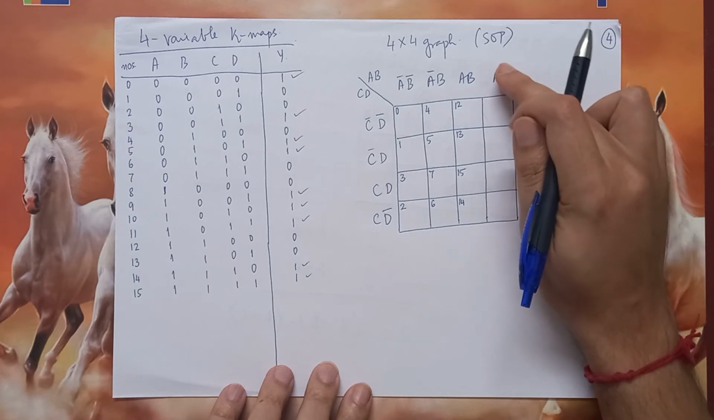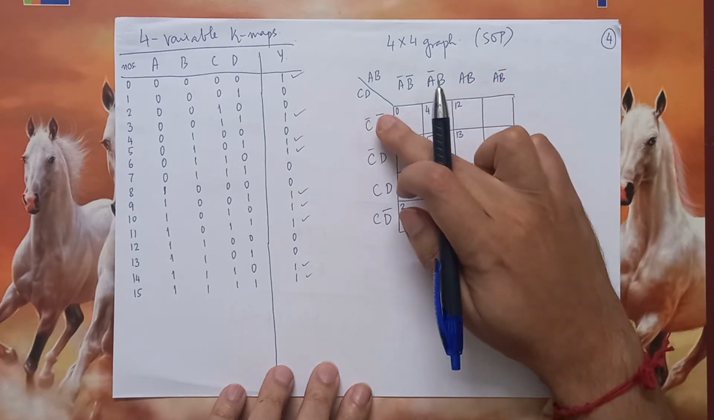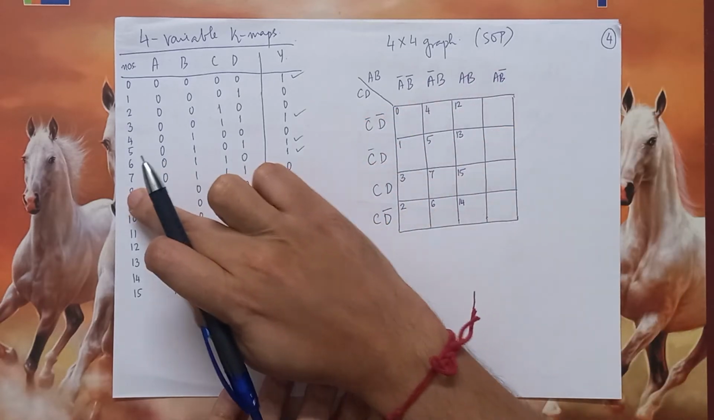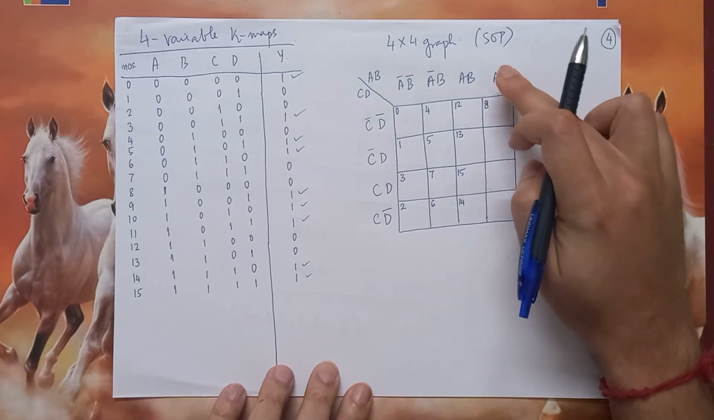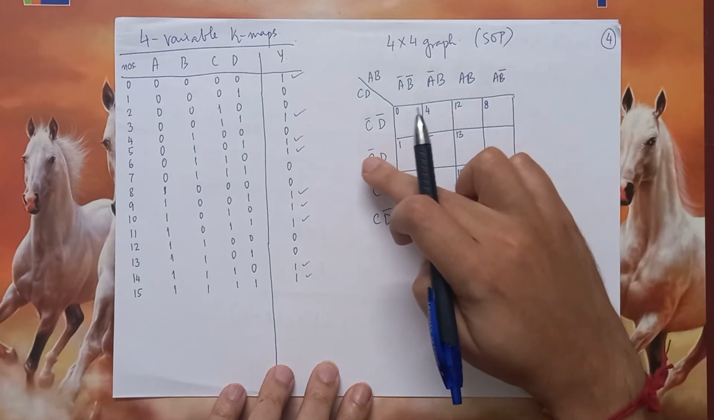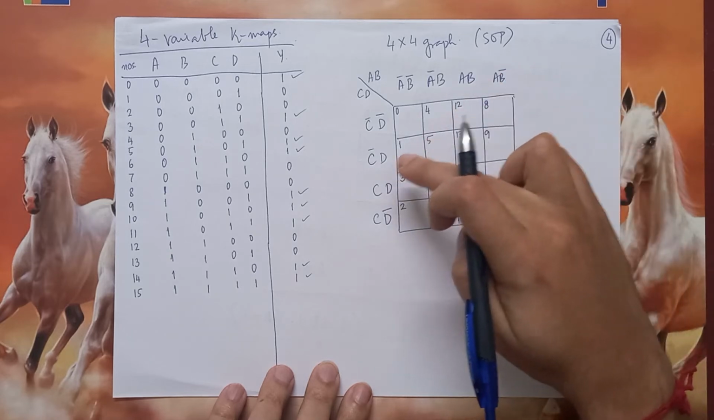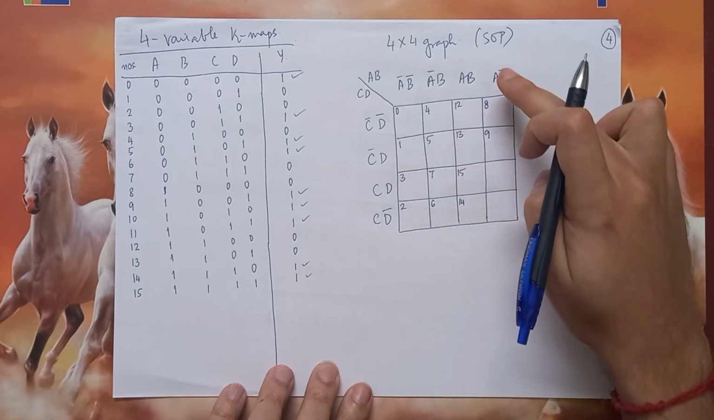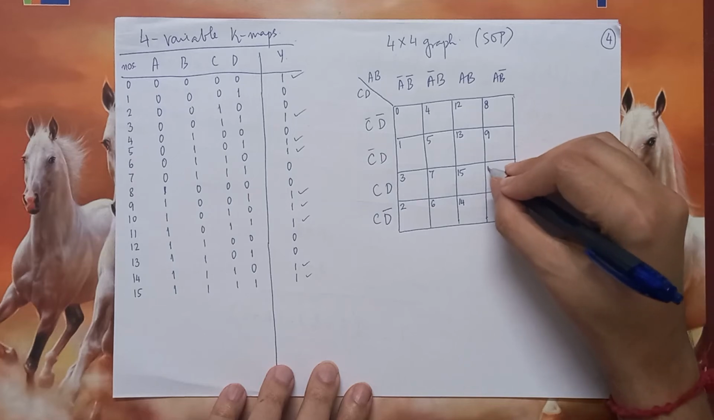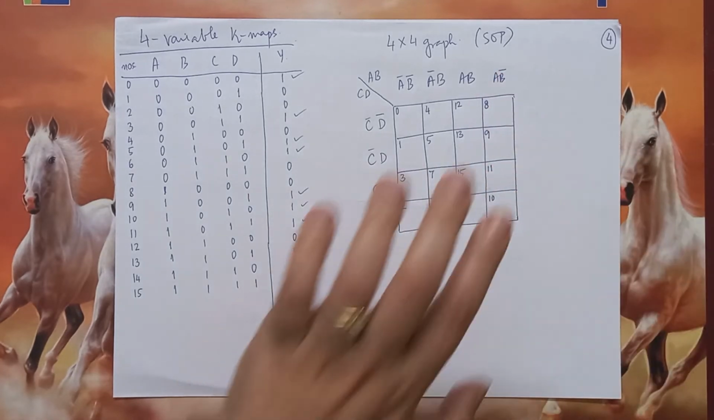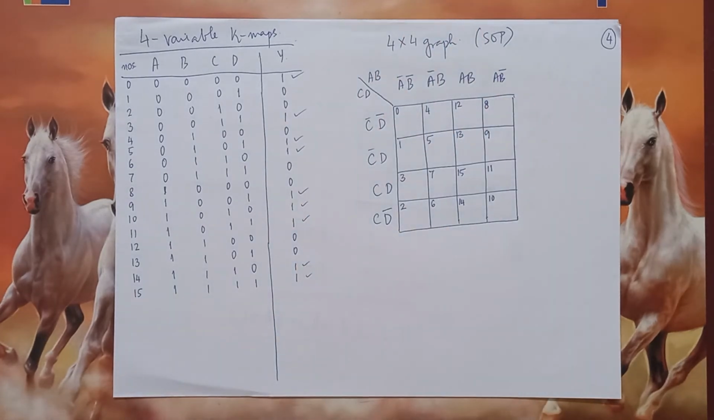Here, A, B bar, C bar, D bar. That is 1, 0, 0, 0. That is 8. 1, 0, 0, 1. That is 9. 1, 0, 1, 1 is 11. And 1, 0, 1, 0 is 10. This is how you number the cells of a 4 variable K-map having 16 cells.